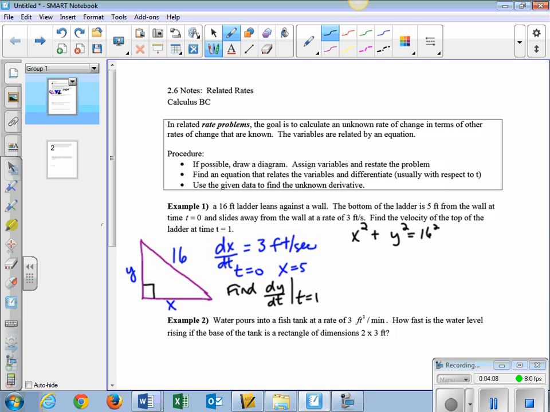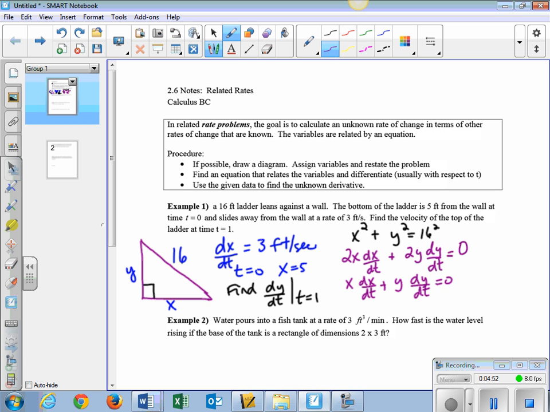Now I need to find my dy/dt, so I'm going to find the derivative of each one of these variables with respect to t. Now remember your implicit differentiation. Since I'm finding the derivative of x squared with respect to t, that would be 2x dx/dt, and for y squared, the derivative would be 2y dy/dt, and the derivative of 16 squared is just 0. To make things easier for myself, I'm going to divide everything by 2. So I have x dx/dt plus y dy/dt equal to 0.